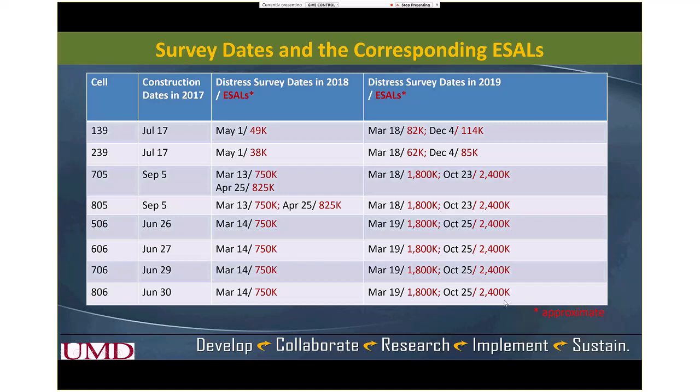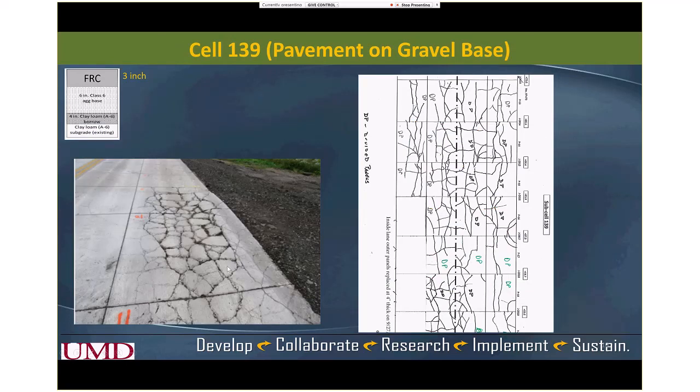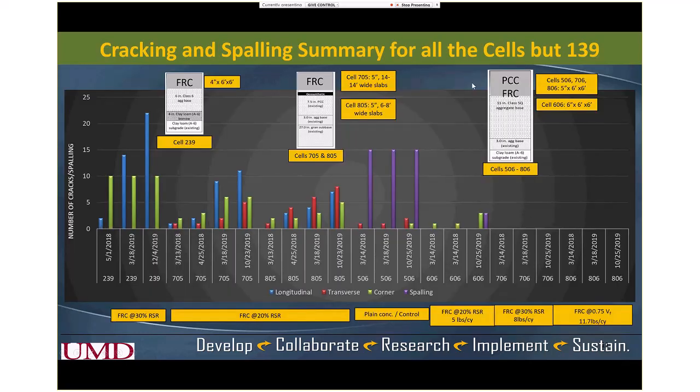So just in brief, cell 139 performed differently. It had shown this kind of crack. You can see on the left side the picture, and then this is just a screenshot of the distress survey sheet. You can see the slab just broken apart, and some slabs are replaced. Now this is the summary of the cracks in other cells, but 139 we did not incorporate in this comparison because it performed really differently.